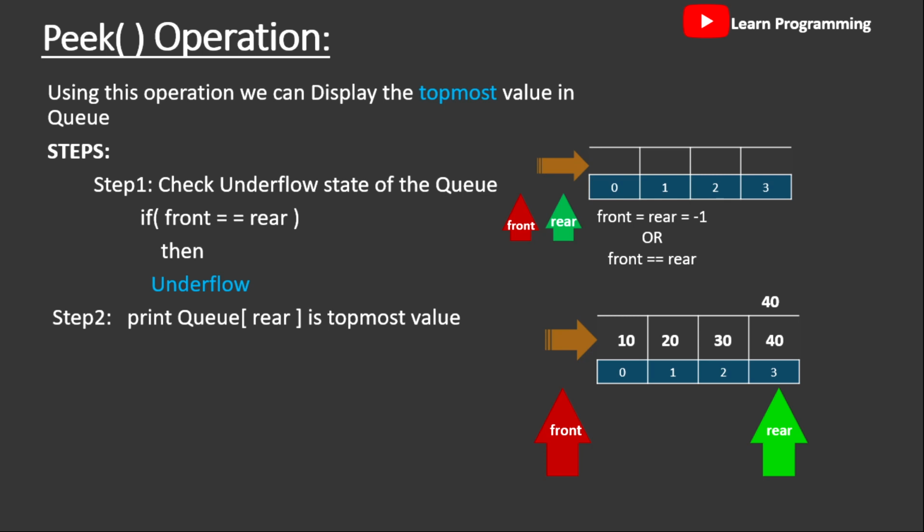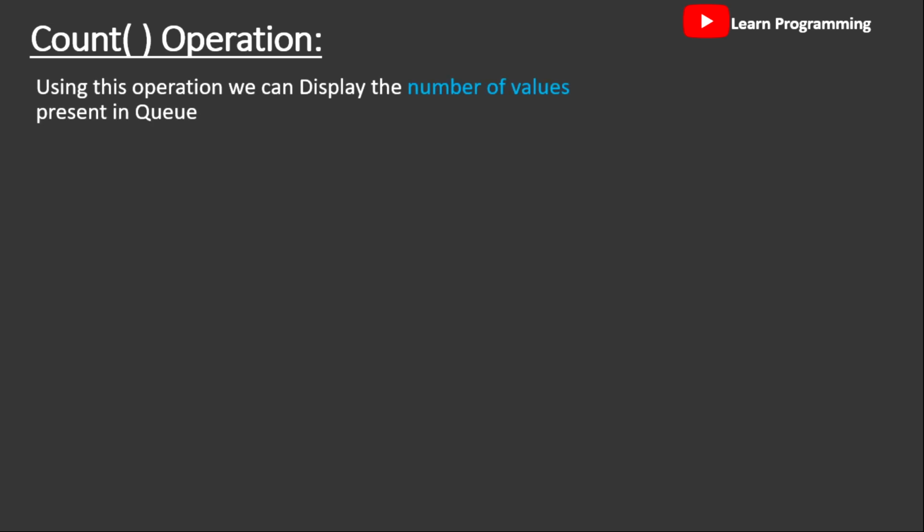Hope you understood the peek operation. Now let us see the last operation in the queue, which is the count operation. Count is an operation which is used to display the number of values that are present in the queue. Now we will see the steps which are needed to do the count operation.